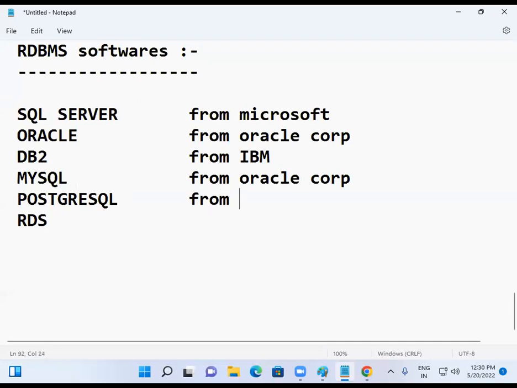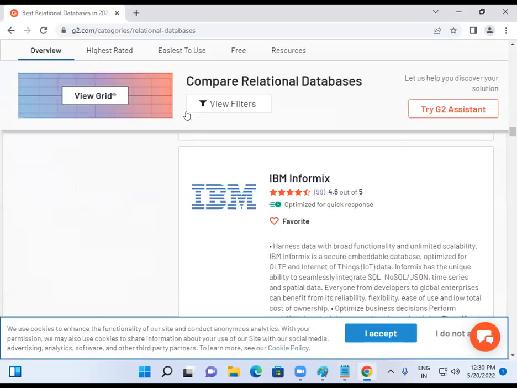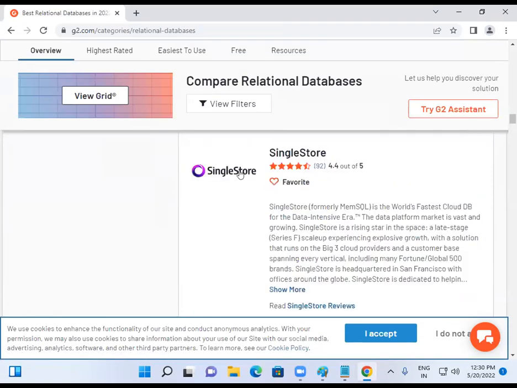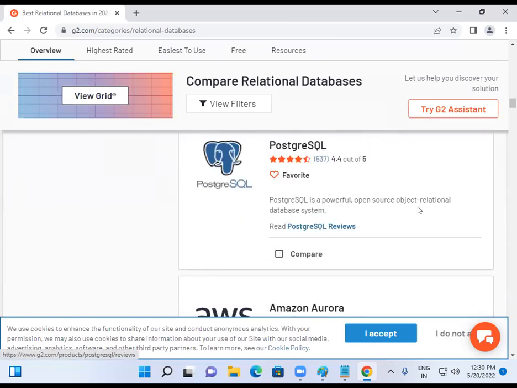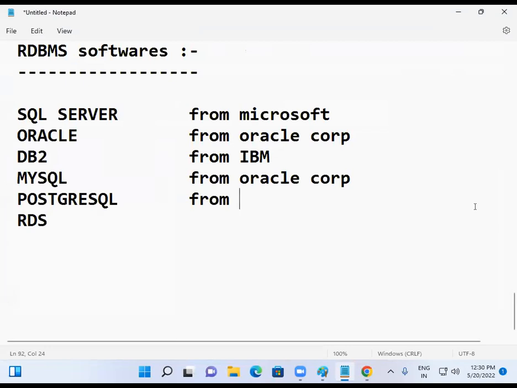PostgreSQL is from the PostgreSQL Global Development Group. Then RDS, what is it from? Amazon. So they are different RDBMS software.